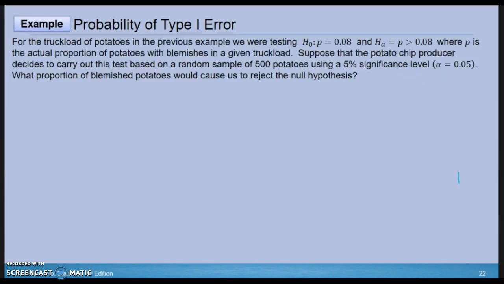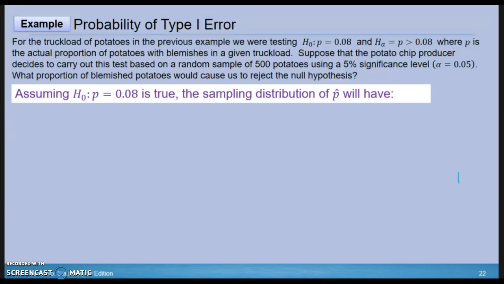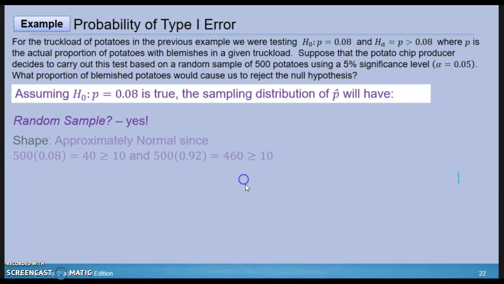What proportion of blemished potatoes would cause us to reject the null hypothesis? Okay, so we are trying to figure out the proportion of the blemished potatoes that would make us reject the null, okay? So we have to assume that our null is true, because we always have to assume something to perform the test. And then the sampling distribution of p hat will be, in this case, we have to go through our conditions. So is it a random sample? So yes, we were told it was a random sample of 500 potatoes.